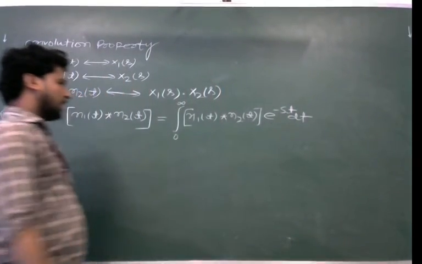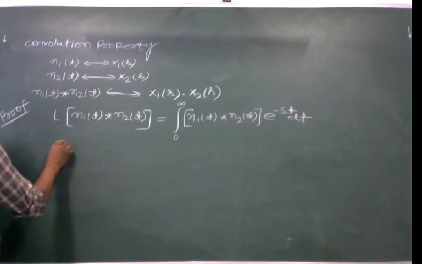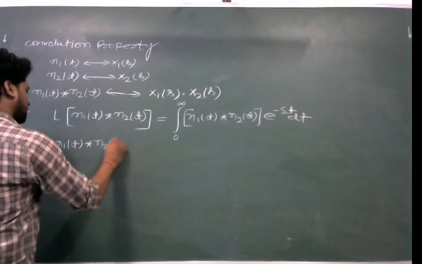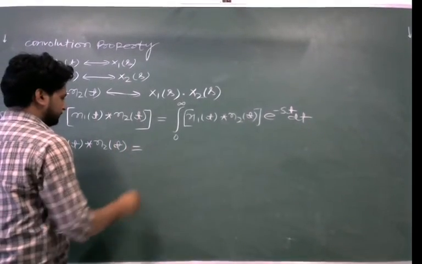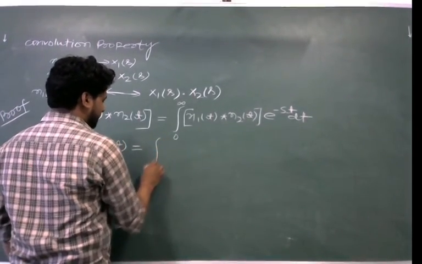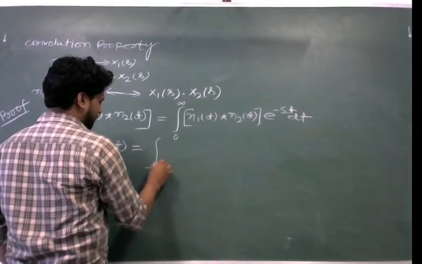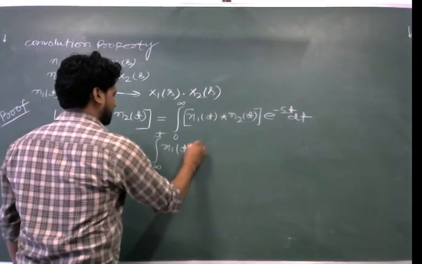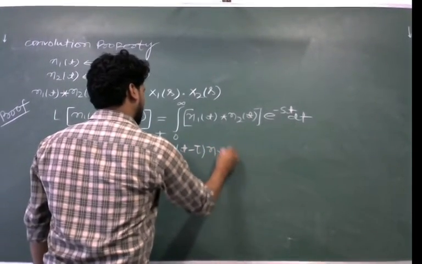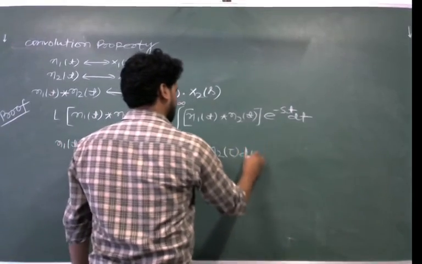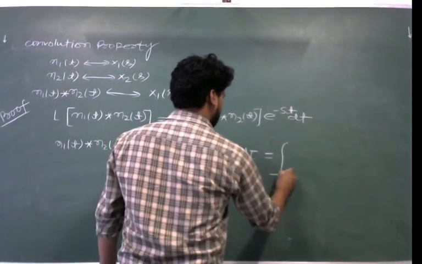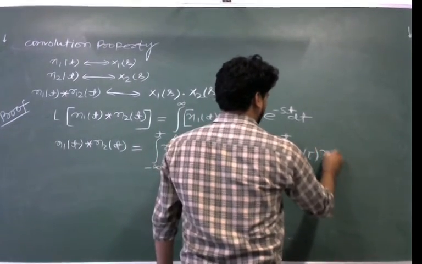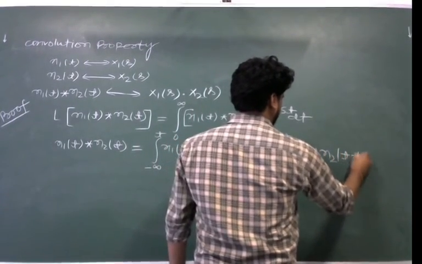and we know that the convolution of two signals x1(t) and x2(t) can be written as the integration from minus infinity to t of x1(t minus tau) into x2(tau) d tau, or it can also be written as minus infinity to t of x1(tau) x2(t minus tau) d.